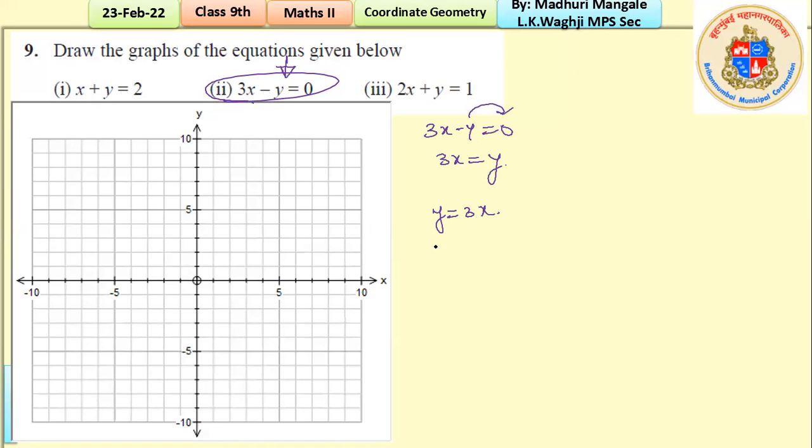And then you draw the table of x and y like that. Put random values for x. Let's say x is 0, let's say x is 1, let's say x is 2. Put random values for x and then try to get y. What if we put x equals 0, y will be 0. What if we put x equals 1, then y would be 3. Right? What if we put x equals 2? The equation will give us 6. Right?